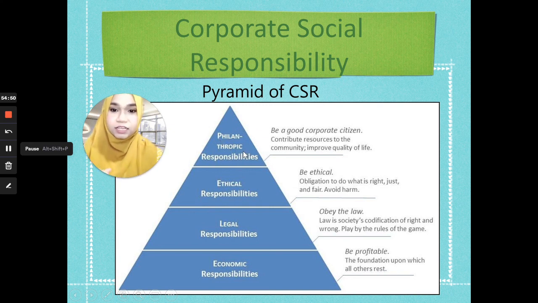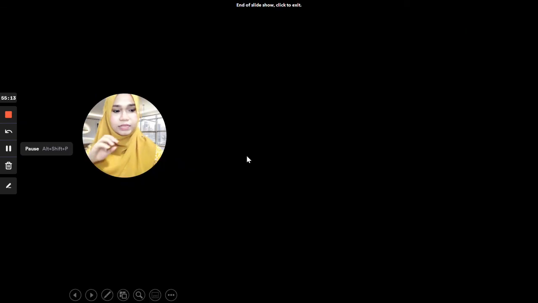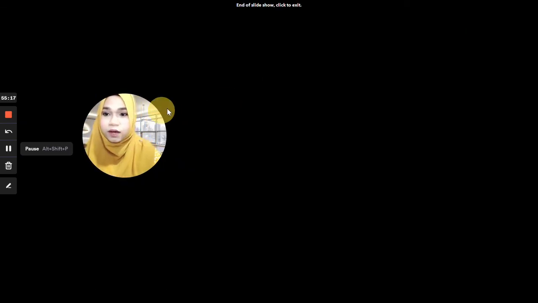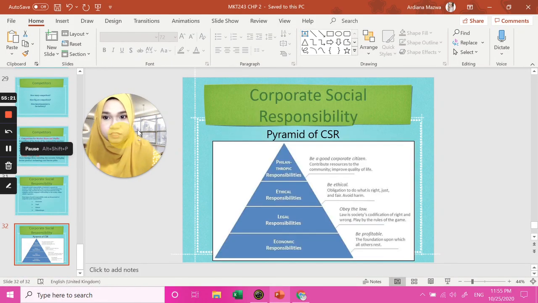All right, so please try to do some research. Google how Coca-Cola became a philanthropic organization, and you'll be amazed by the story of Coca-Cola. They started from being economic, obeying the law, being legal, doing what is right, being ethical, and now they become a philanthropic organization. So that's the end of the slides, and I hope that you are able to understand everything in this chapter 2.